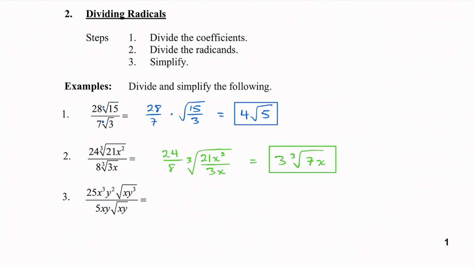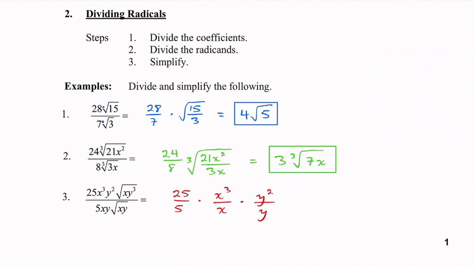So looking at this next one, again, we want to put all of our coefficients together. So I'm going to put the 25 and the 5 together, and then I'm going to put my x's together and my y's together. So x cubed with that x, and then I had y squared. That's going to go with that y that was on the bottom right there.